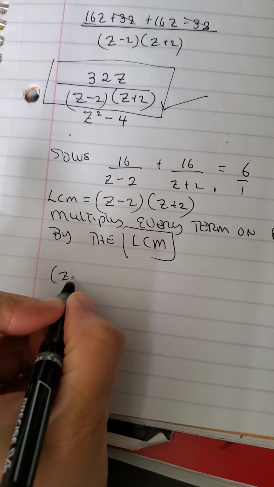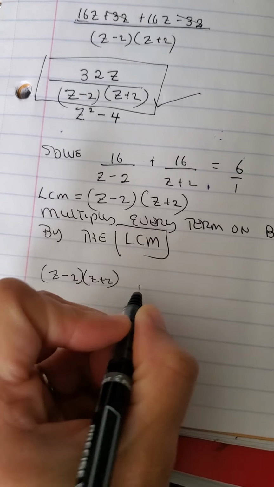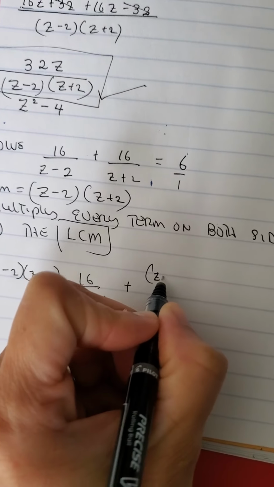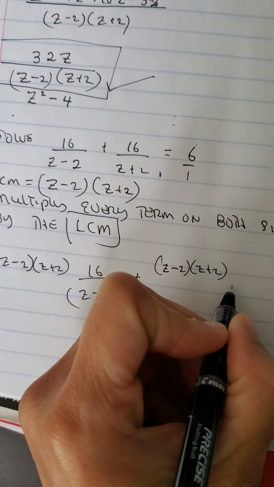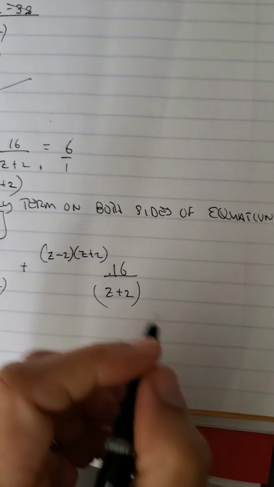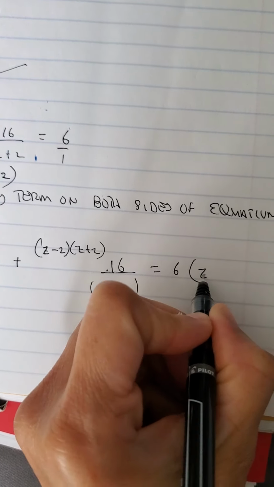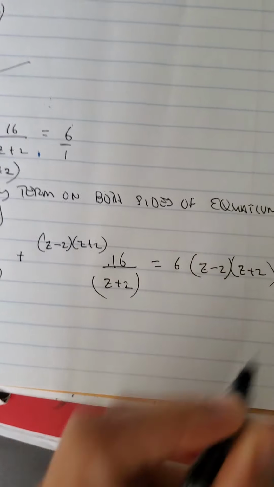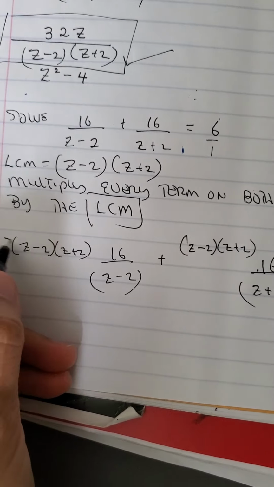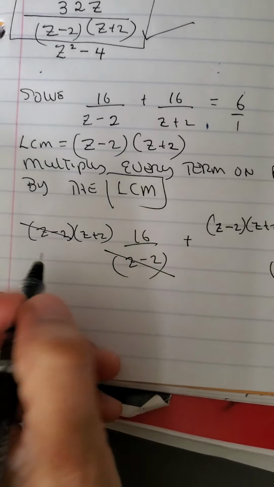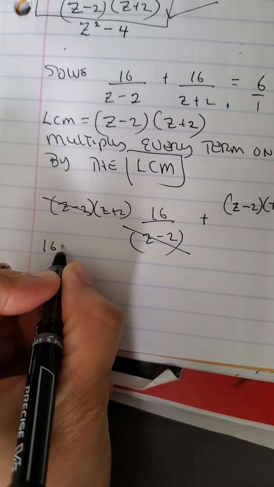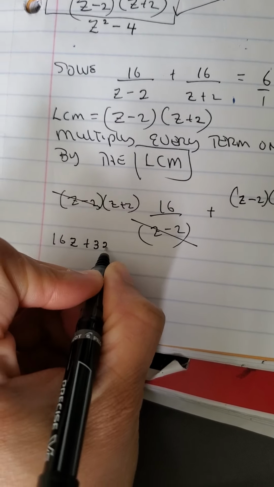I'll say z minus 2 times z plus 2 times 16 over z minus 2 plus z minus 2 times z plus 2 times 16 over z plus 2, right, equals 6 times z minus 2 times z plus 2. So here what happens, the beauty about this is that you get to cancel out the denominator. So I see they have a common factor of z minus 2, so I'm just left with z plus 2 times 16. And when we distribute that, we get 16z plus 32.